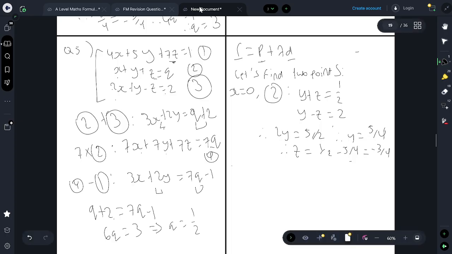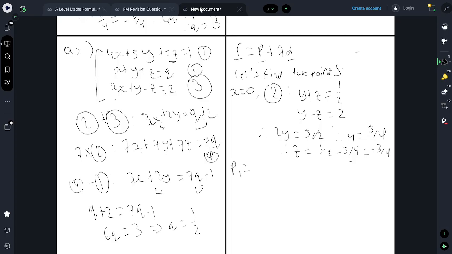So one point is P1, one point on the line would be 0, 5 over 4, and minus 3 over 4. And then point 2, another point. Well, now let's instead let y be 0, for instance, right? It doesn't have to be 0, just make it any value. Obviously, 0 is the simplest to work with, right? Again, don't try x like 1,070,000. You don't need to do that, okay?